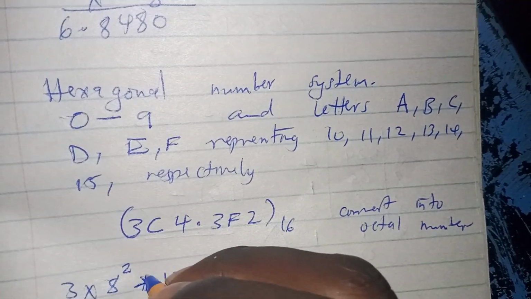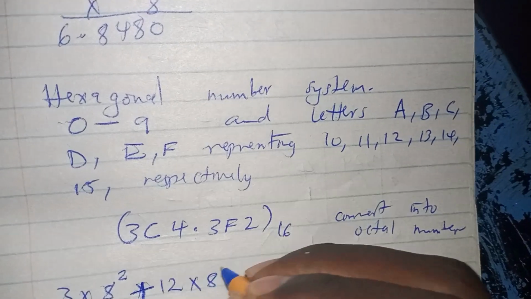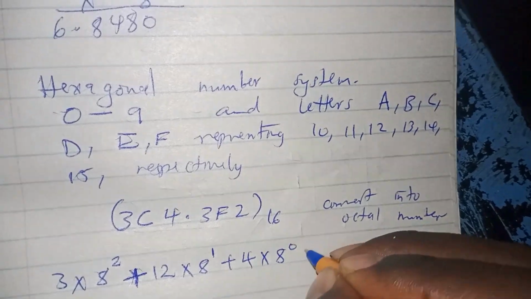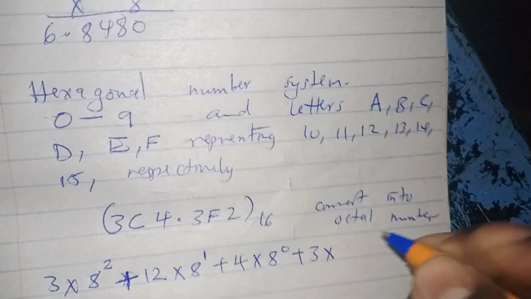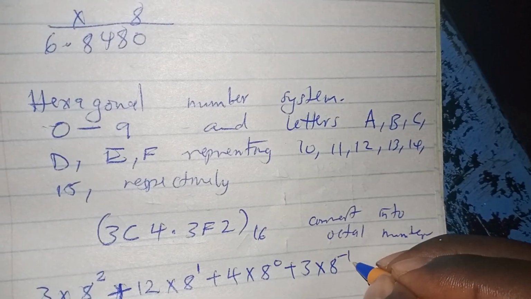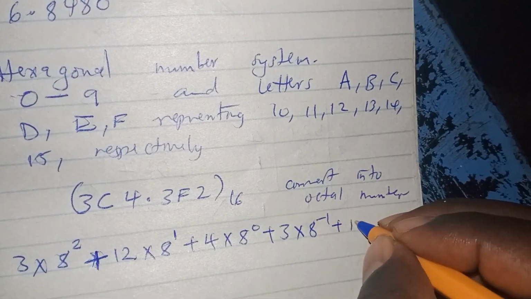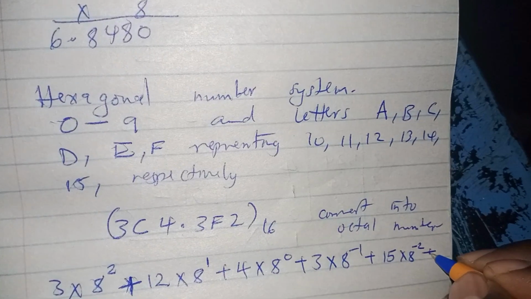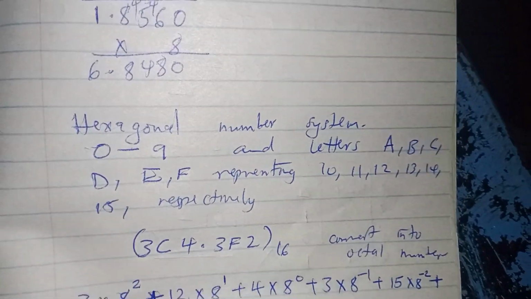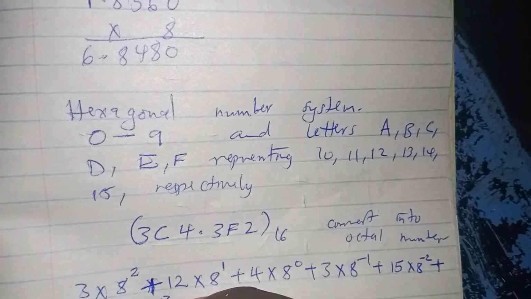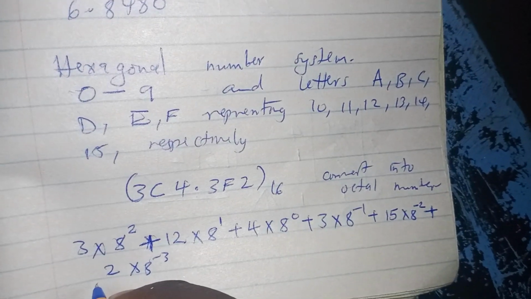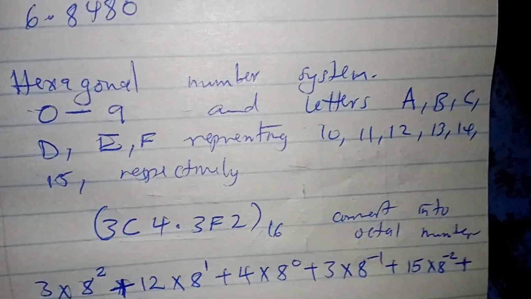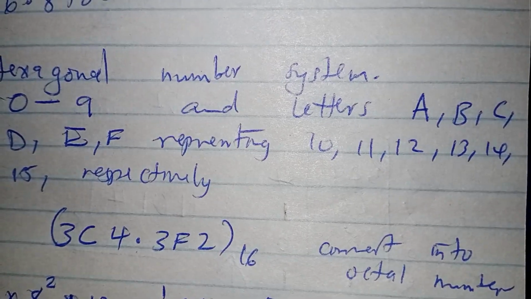So we are adding 12 times 8 power 1 plus 4 times 8 power 0 plus 3 times 8 power negative 1 plus now F represents 15, so 15 times 8 power negative 2 plus lastly we are getting 2 times 8 power negative 3. So once again, on adding this, the final answer that you'll get will be the answer that we need.